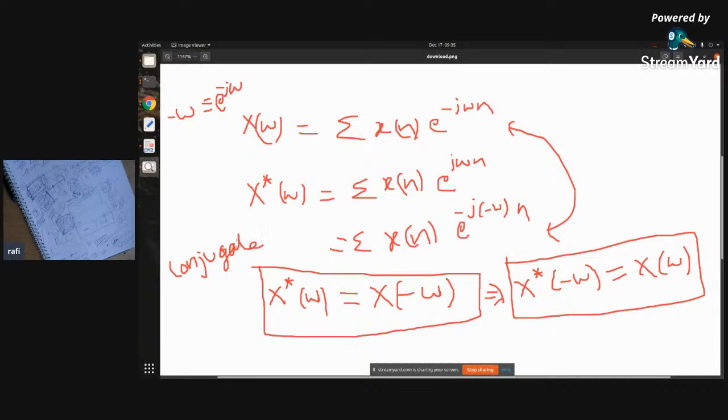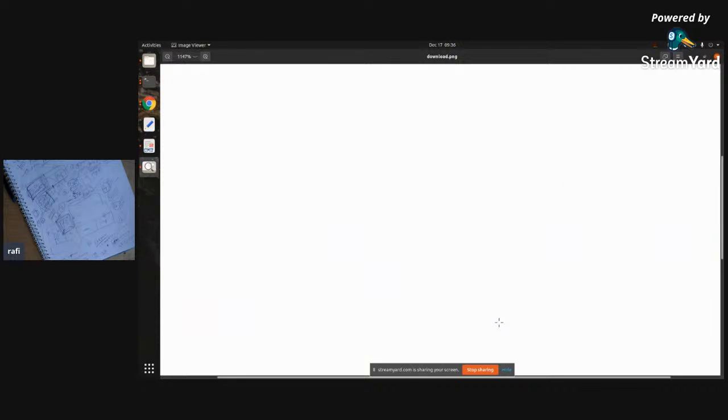So conjugate symmetry. What is the meaning of conjugate symmetry? Okay, so when you take the magnitude of this, I'll just clean this. What we got is x star of minus omega equals x of omega.